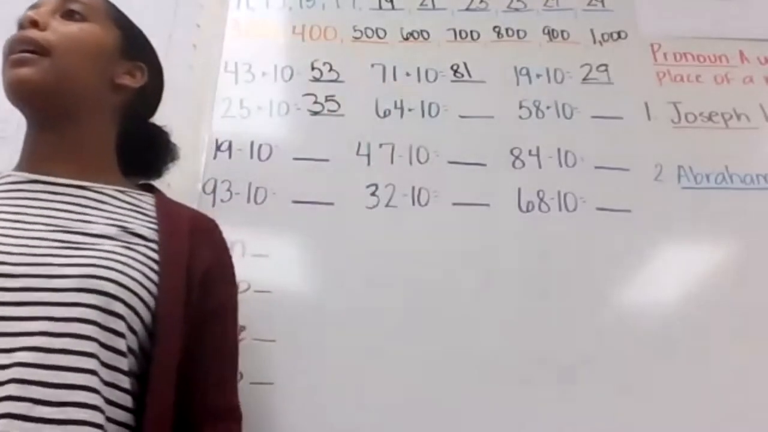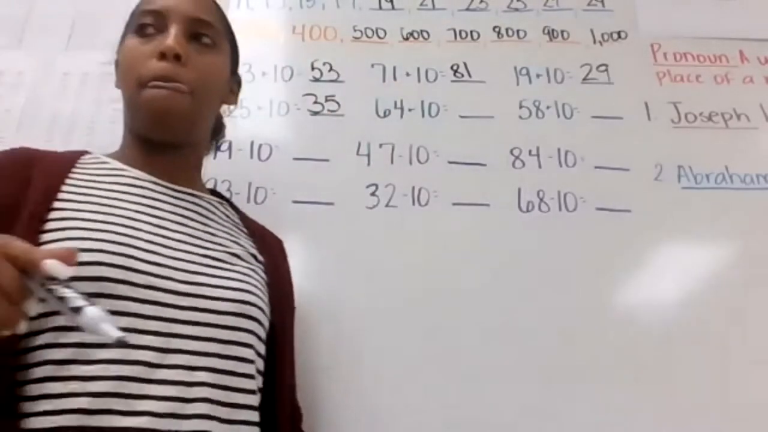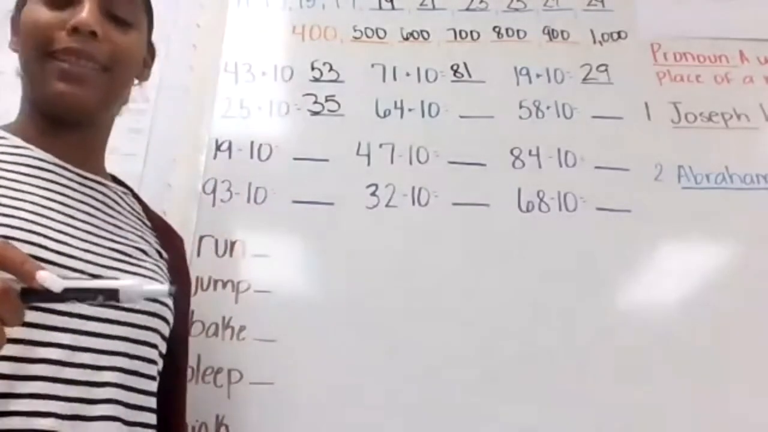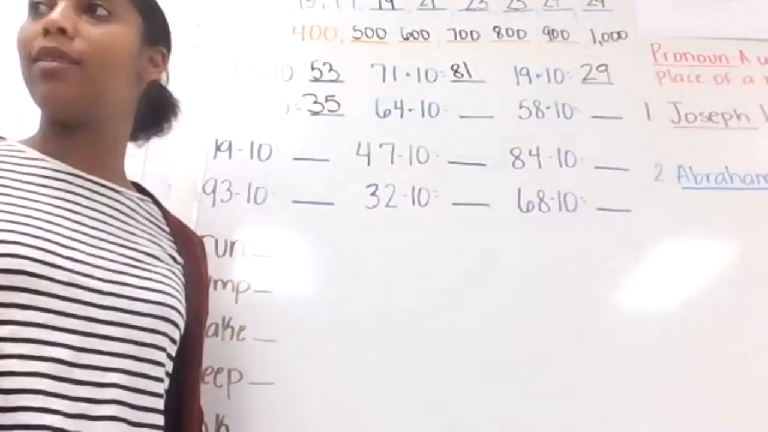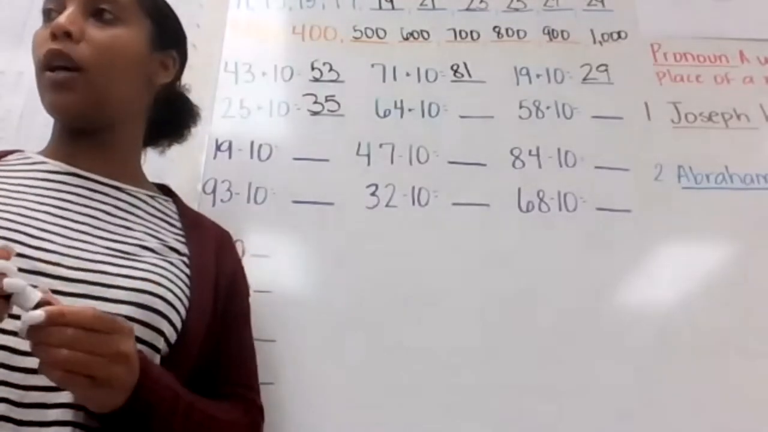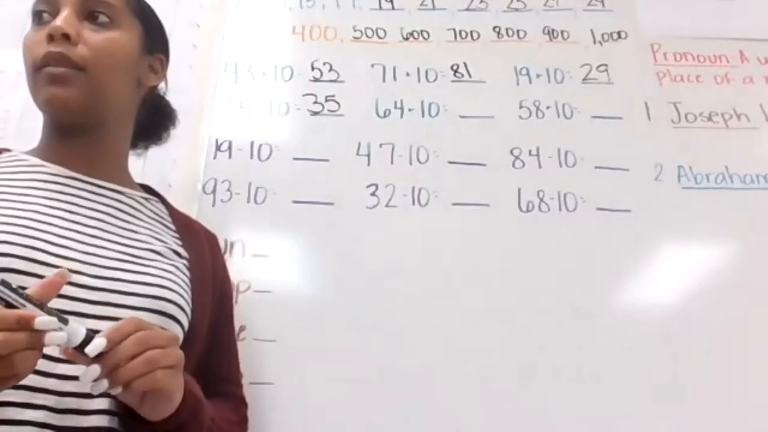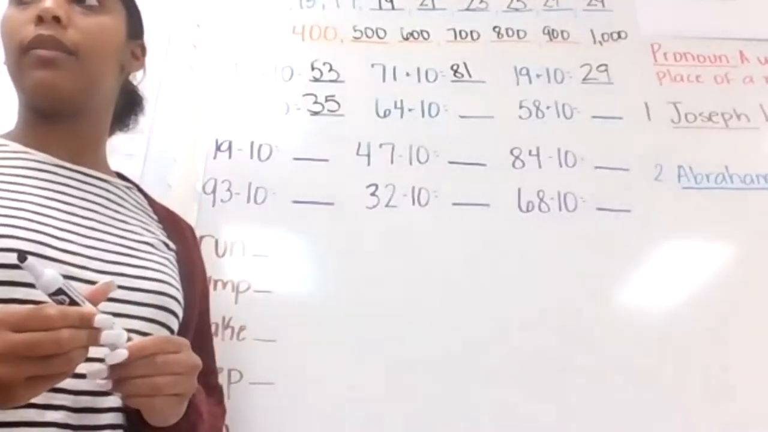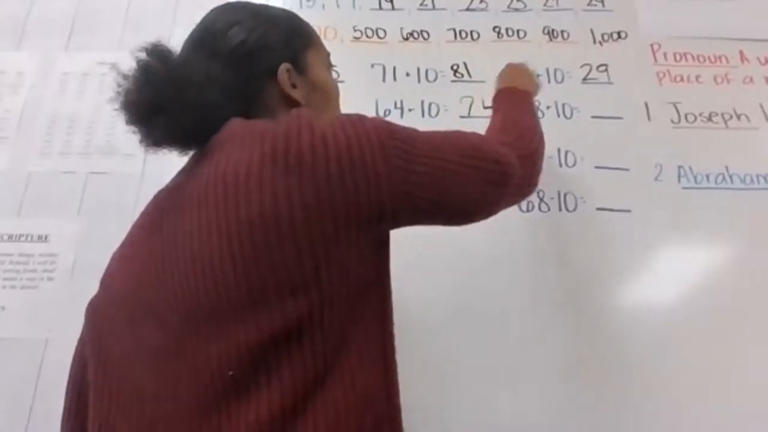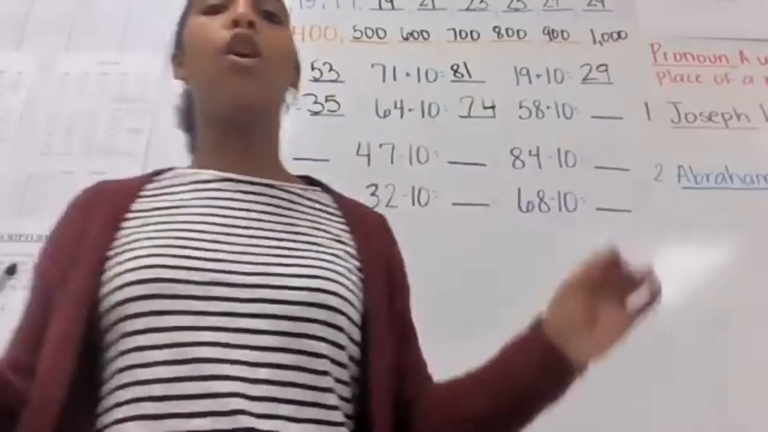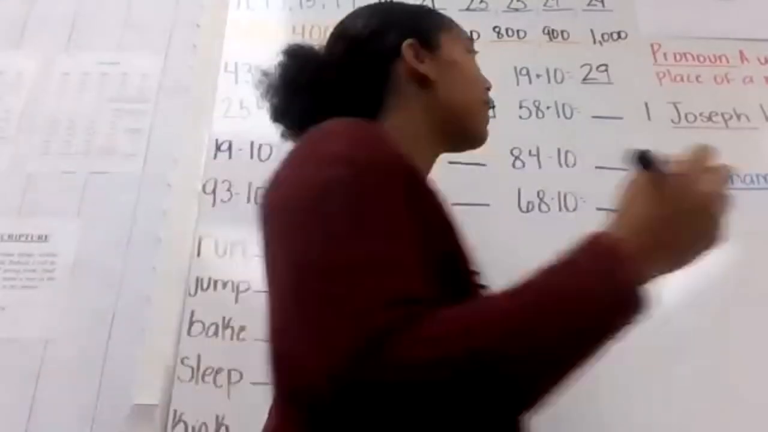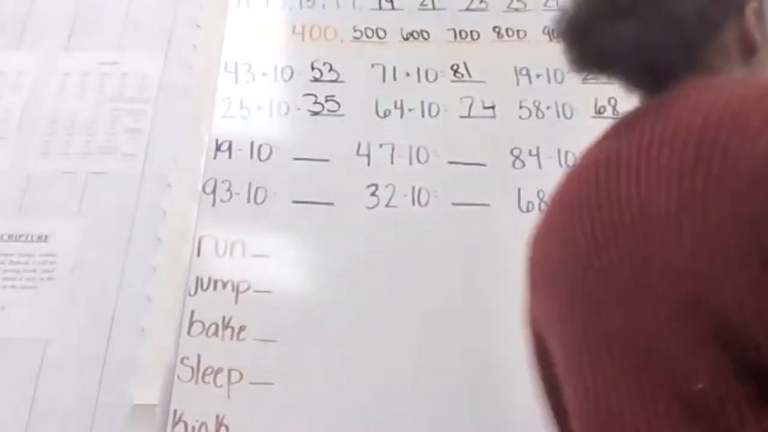64 plus 10. 10 more. Come on, 10 more than 64. It's like you're counting by 10s before. Oh, I got it. 74. And then 58 plus 10. 10 more. 58 plus 10 equals 68. Good. So that's 10 more.